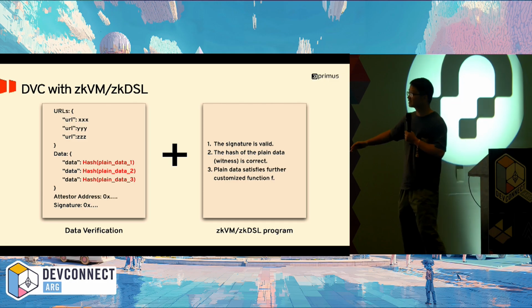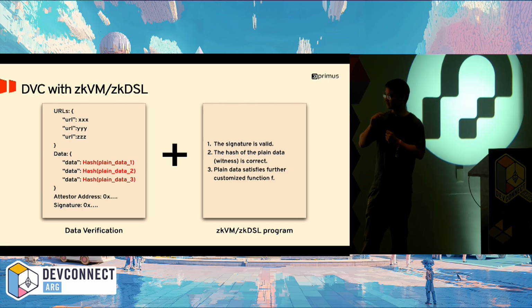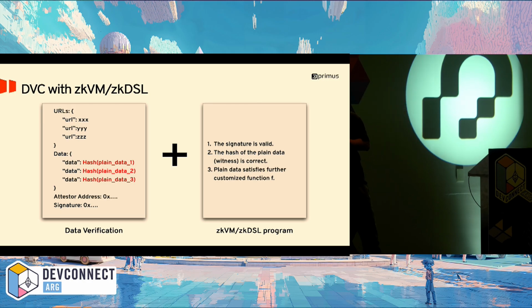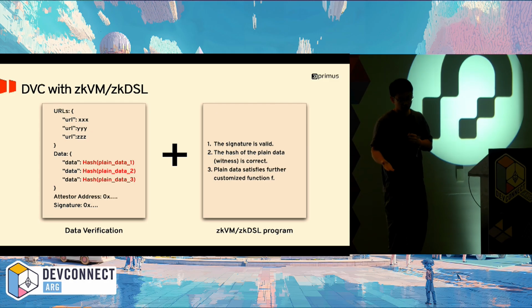In this program, you have to prove three things. First, the signature is valid. Second, the hash of the plaintext is valid. And also you have to prove that the data actually satisfies the customized function or customer logic. You can define that, using a zkVM or zkDSL to customize the logic.